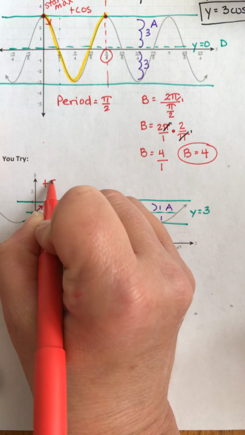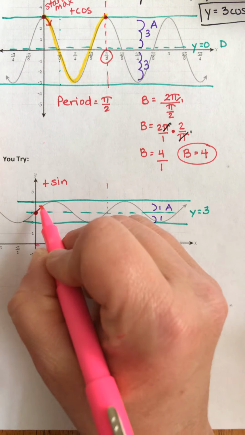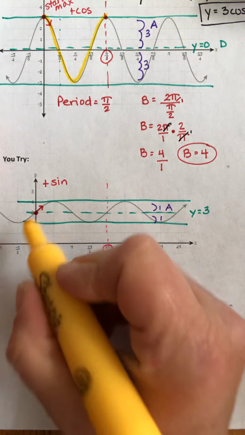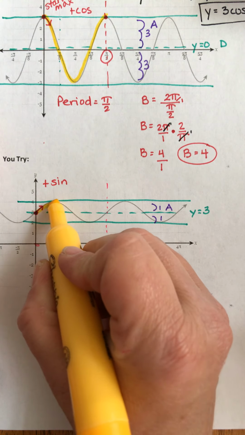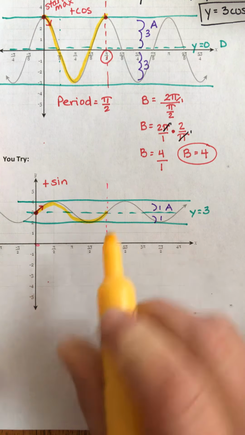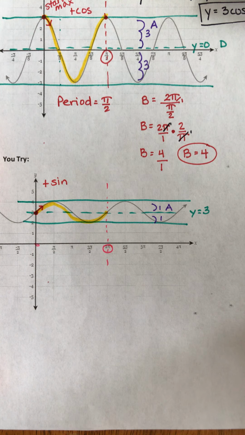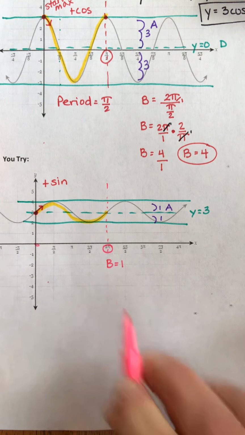The last thing I need to do is figure out the frequency. From 0, 2 pi is here. How much of the cosine or the sine graph do I get from 0 to 2 pi? It looks like this one's going to be fairly easy because it starts and finishes there. So that means I have one complete cycle from 0 to 2 pi. So my b value is 1.